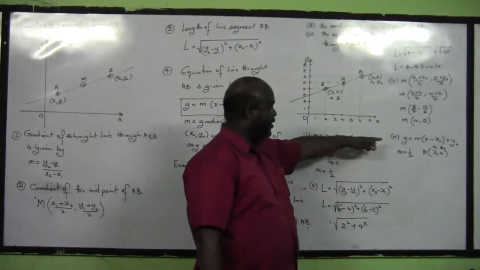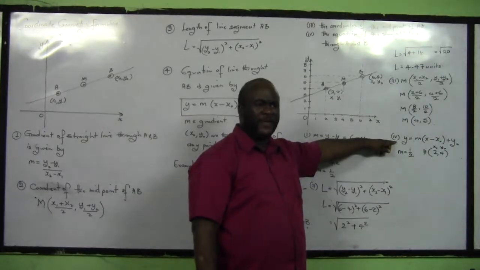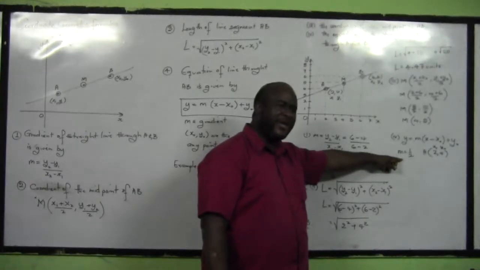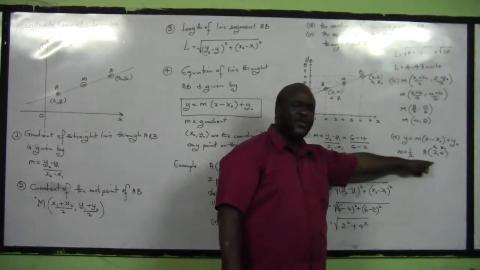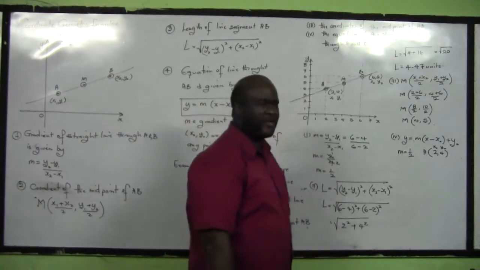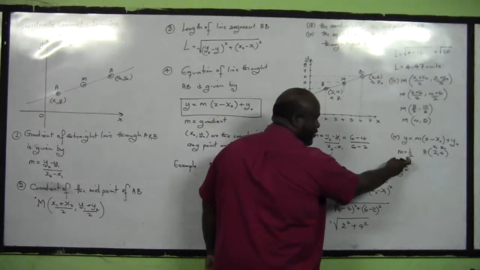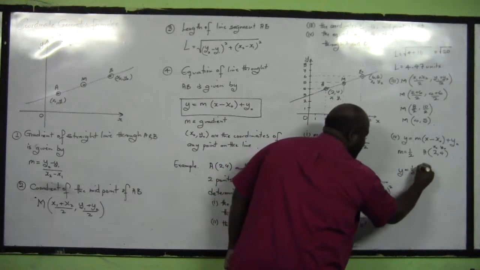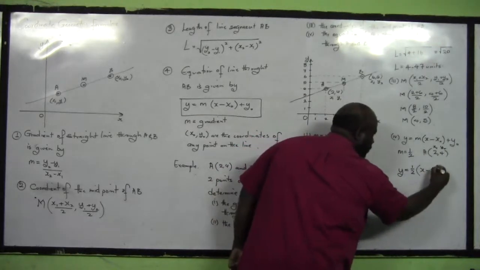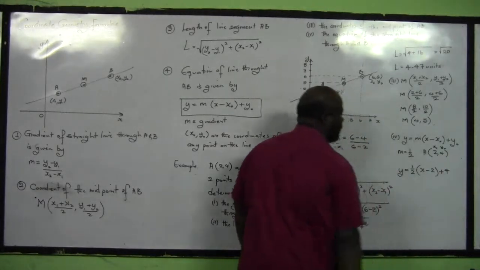Ladies and gentlemen, this is the formula for determining the equation of a straight line. To use the formula, you need 2 things. The gradient, and you need x naught, y naught, which is the coordinate of any point on the line. Let's put them in. Y is equal to m. What is m? X minus x naught. What is x naught? 2. Plus y naught. What is y naught? 4. Talk to me. 4.